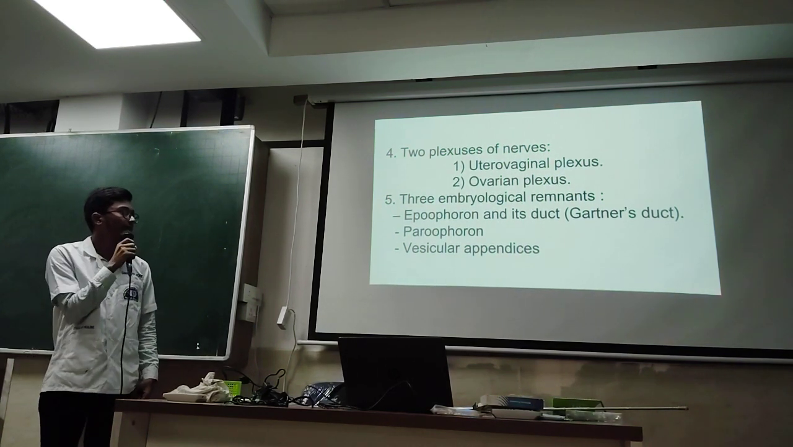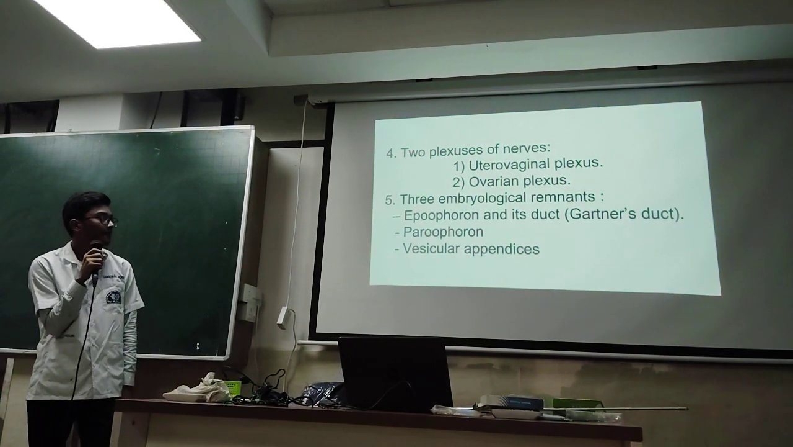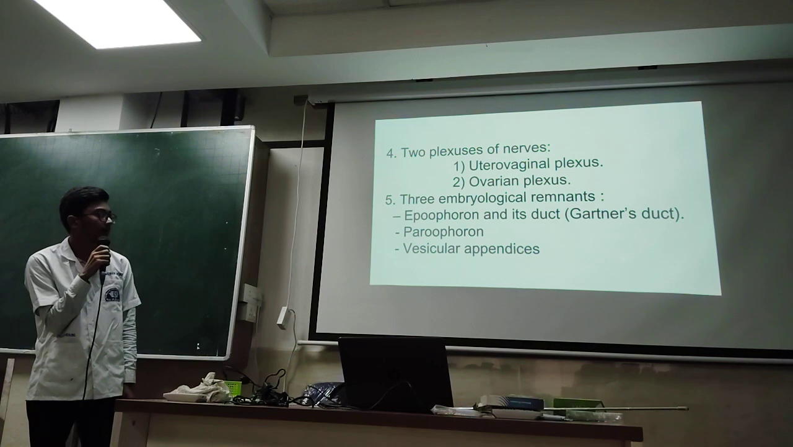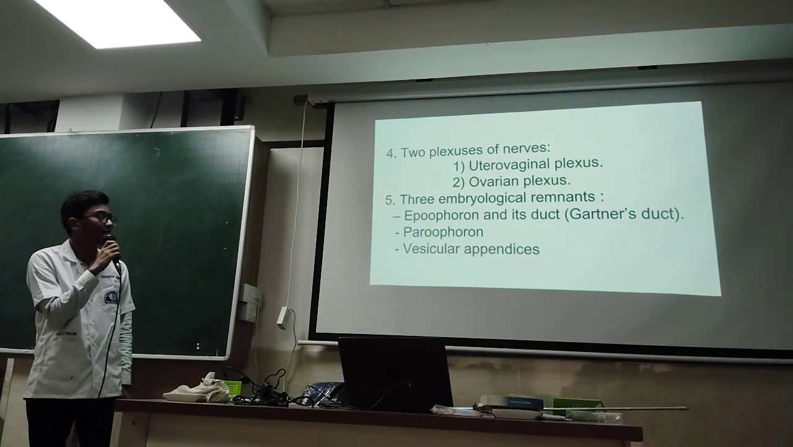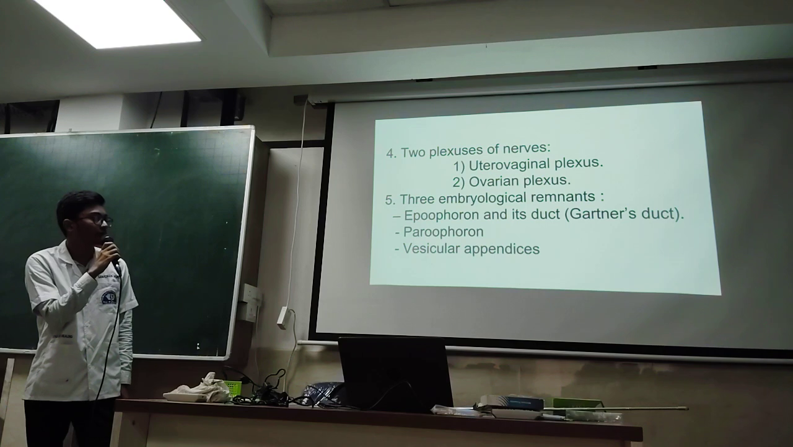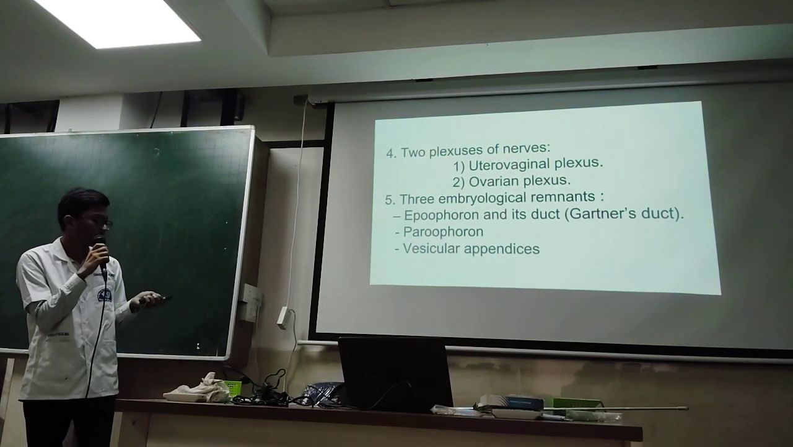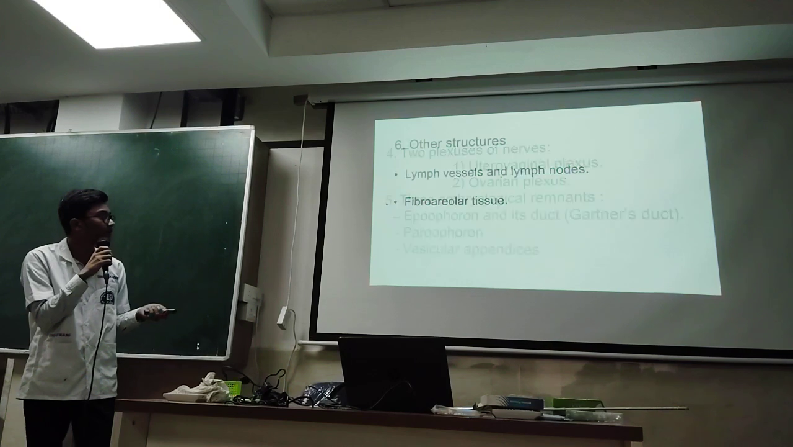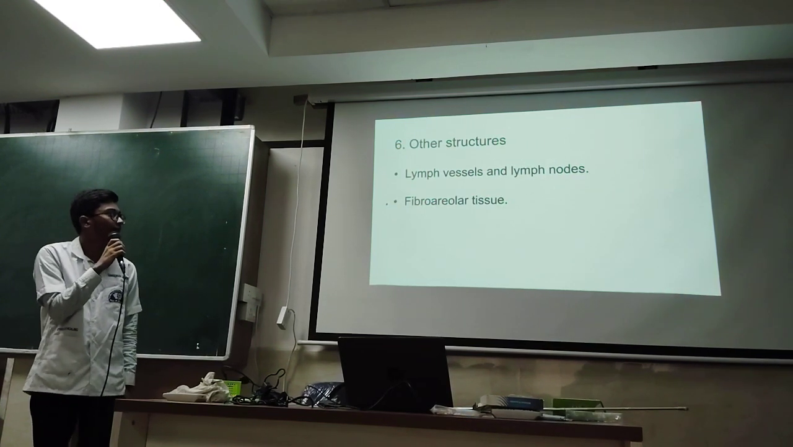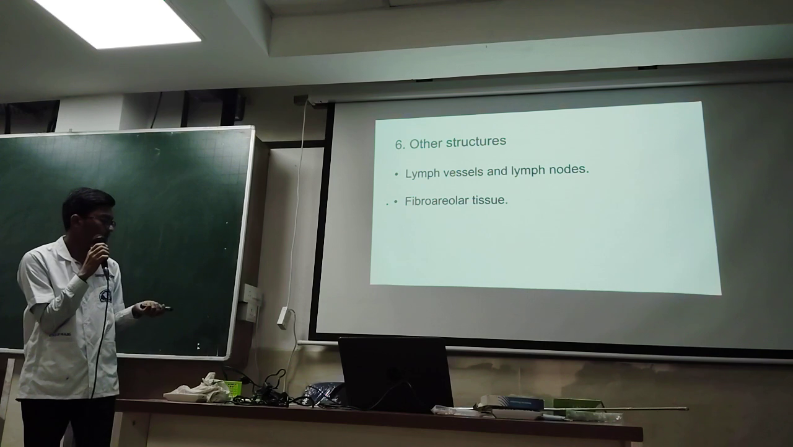Three embryological remnants: the epoophoron and its duct, and the paroophoron. The epoophoron and paroophoron are remnants of the mesonephric duct, and the vesicular appendices is a remnant of the paramesonephric duct. Other structures include lymph vessels, lymph nodes and fibroareolar tissue.